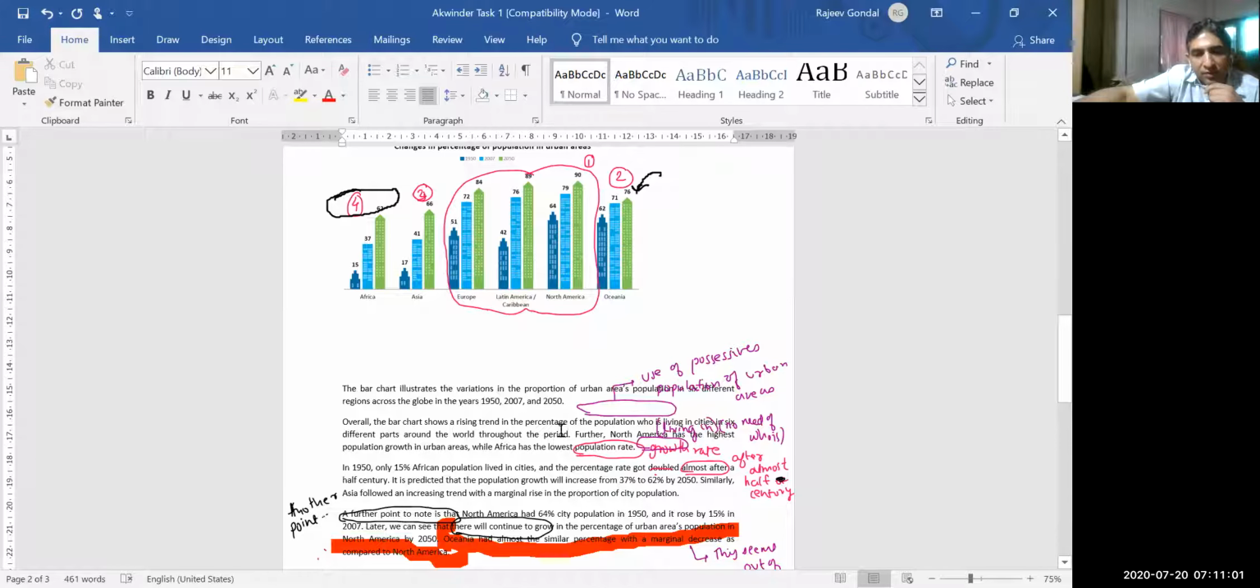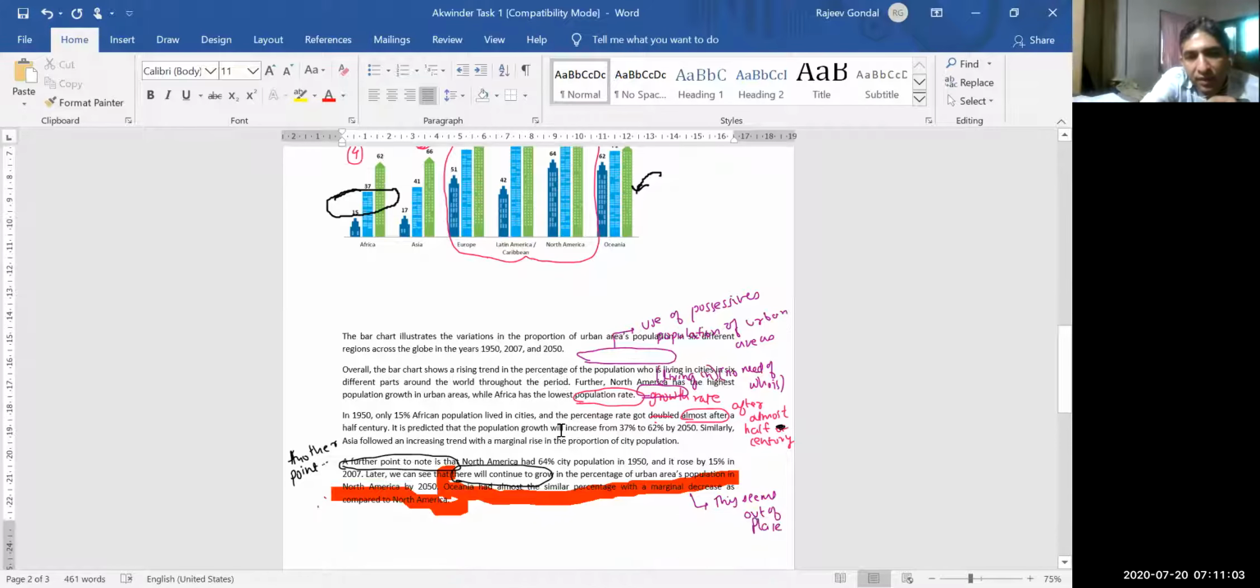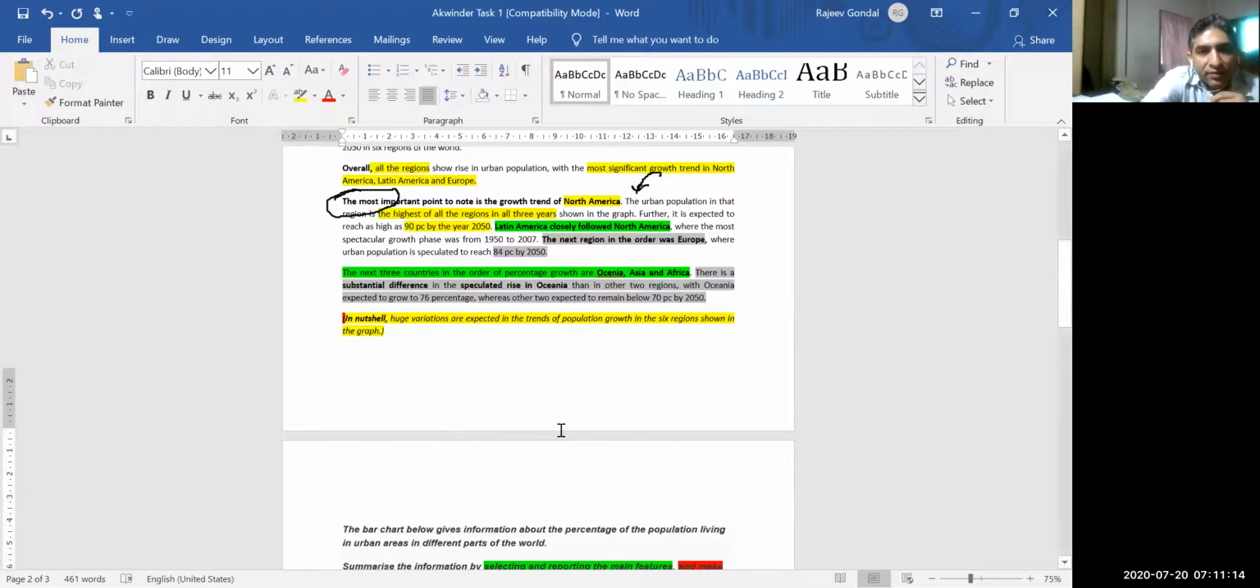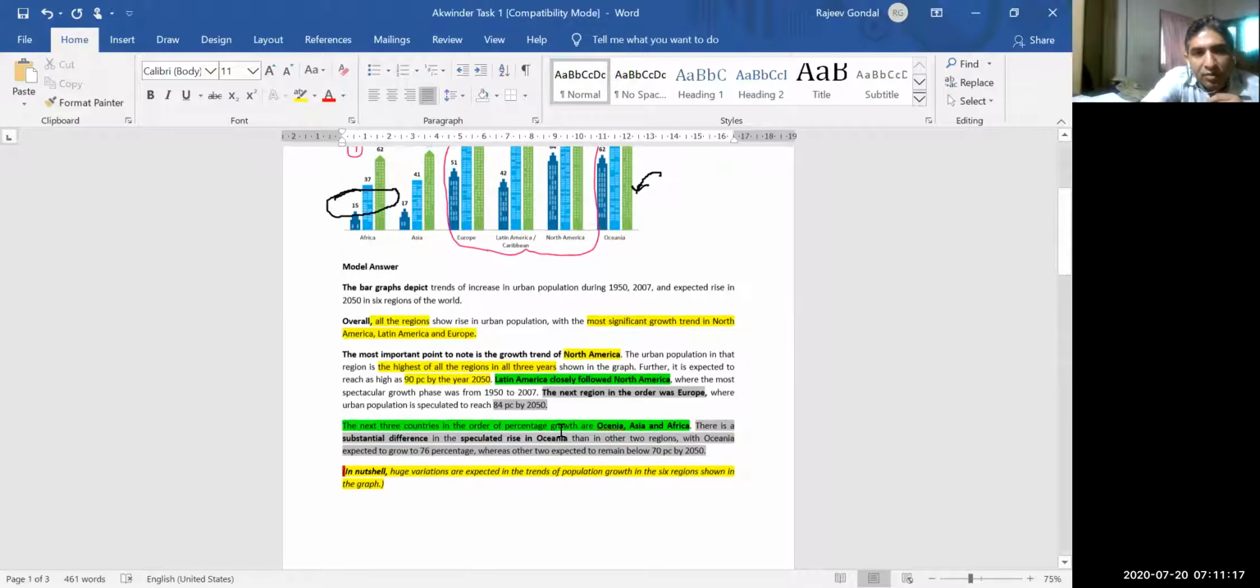6 different parts. Further, North America. Now see, we are losing somewhere. Further North America, now further, we are expanding an idea, but then further does not look good here. Compare it with the way the first answer is drafted. So overall, all the regions show rise in population.